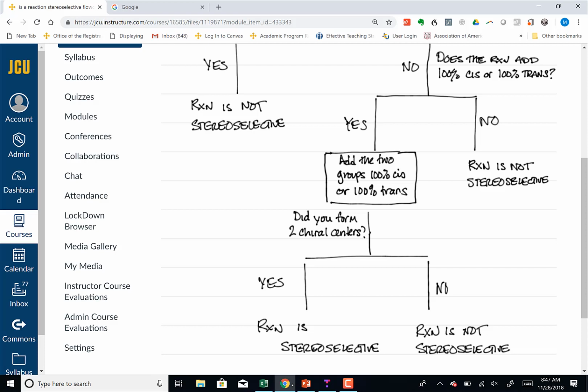And unlike the older exams where I summarized that at the end, because it makes it easier for me to grade, I will probably ask you reaction by reaction: is it regio, stereo, both, or neither? But remember that if I start with a symmetrical alkene, it's not regio.